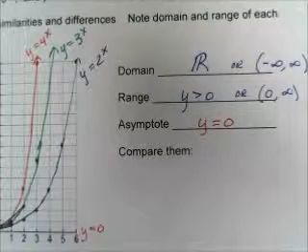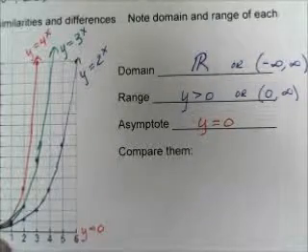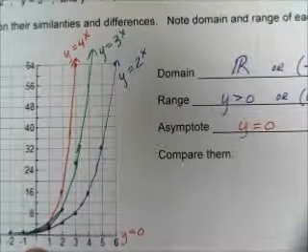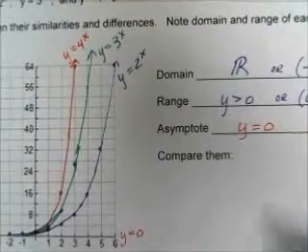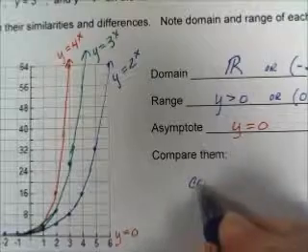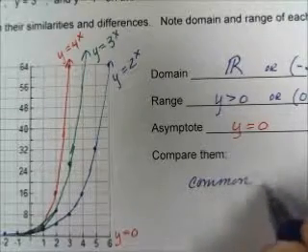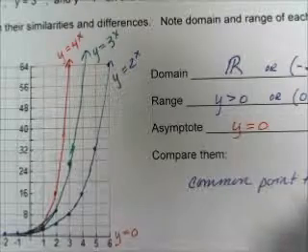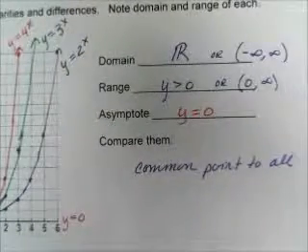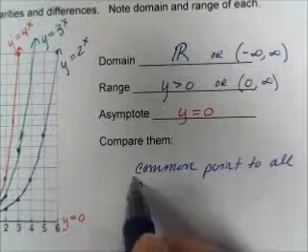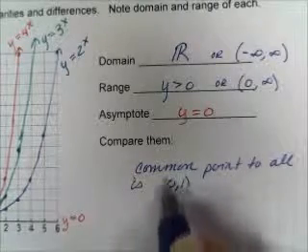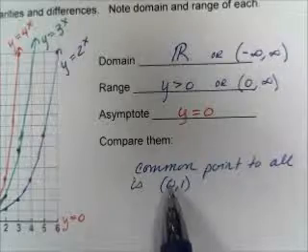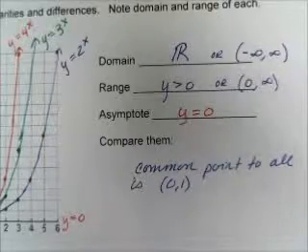Compare them. Let's just list a few things. Well, they all have the common point 0, 1. Common point to all is 0, 1, because anything raised to the 0 power is going to be 1.